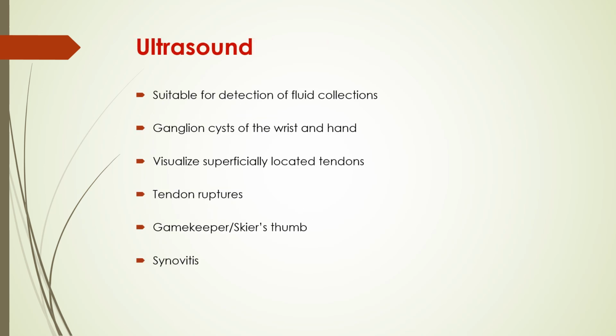Ultrasound is not very commonly done, but it is very suitable for detecting fluid collections, say in case of ganglion cyst of the wrist and the hand. We can also visualize superficially located tendons, so we can diagnose tendon ruptures or partial injuries, and ligamentous injuries like ulnar collateral ligament injuries in gamekeeper's or skier's thumb. Synovitis can be diagnosed.